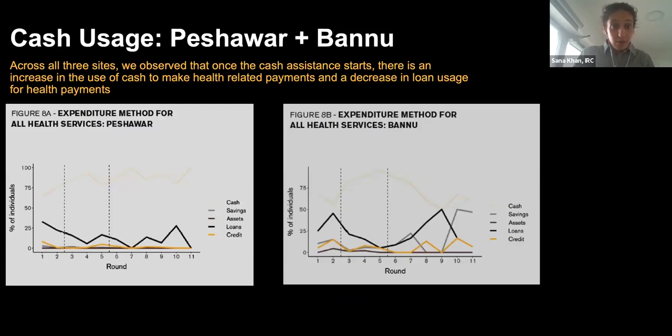And so in all three settings, and these are the slides for Pakistan, and we'll see Cameroon on the next one, we see that once there is an injection of cash in the household, the use of cash to meet health expenses increases once the cash assistance starts, and the use of loans to make payments for health services decreases. Next slide, please.